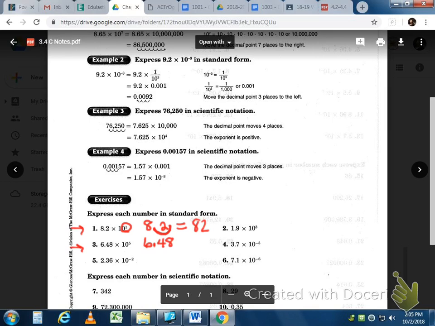Okay, 6.48 times 10 to the 5th. So it's a positive 5. In the positive direction, 1, 2, 3, 4, 5. Look at that, I've got 3 empty places. What goes in the empty places, Eli? 0. So I fill in zeros. Now I got to clean that up a little bit. You start on the right and you go 1, 2, 3. Put your commas in. That'll make your numbers easier to read. So 6.48 times 10 to the 5th is 648,000.